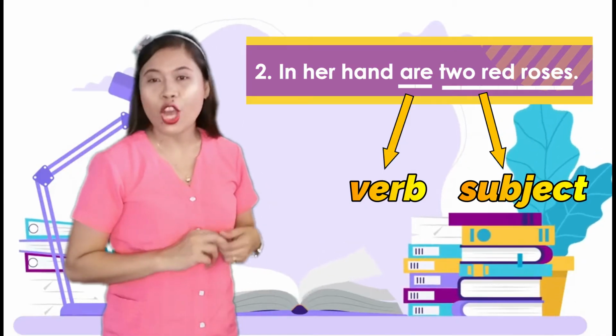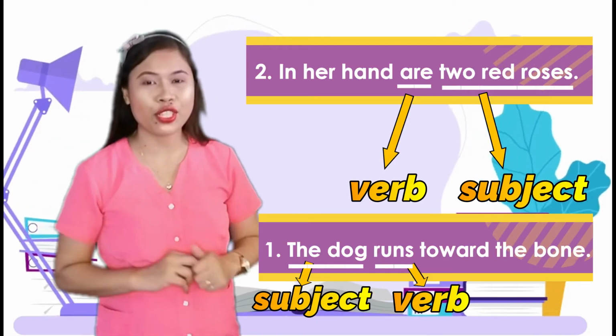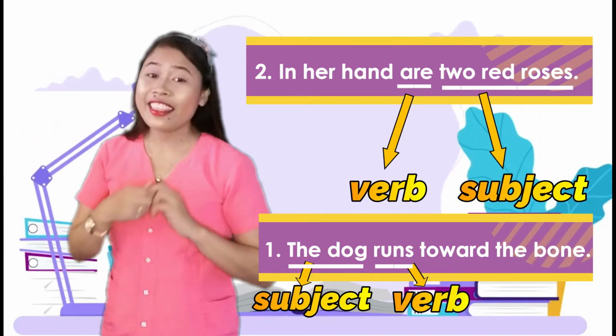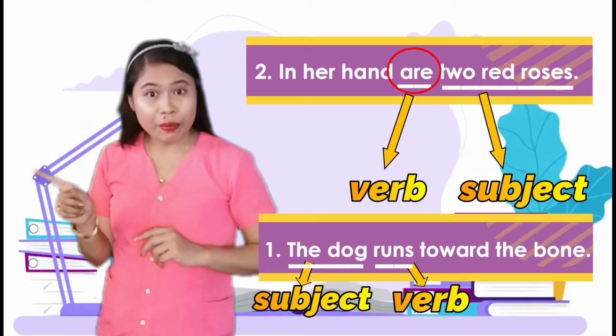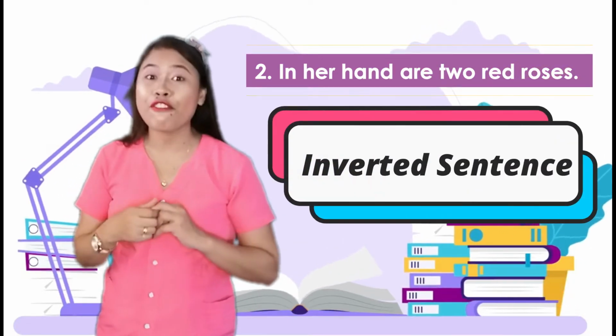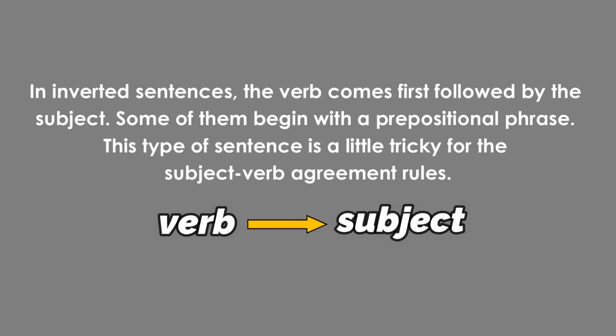Now can you tell me what the difference is between sentence 1 and sentence 2? That is correct. In the second sentence, the verb comes first before the noun. This is an inverted sentence. In inverted sentences, the verb comes first, followed by the subject. Some of them begin with a prepositional phrase. This type of sentence is a little tricky for the subject-verb agreement rules.